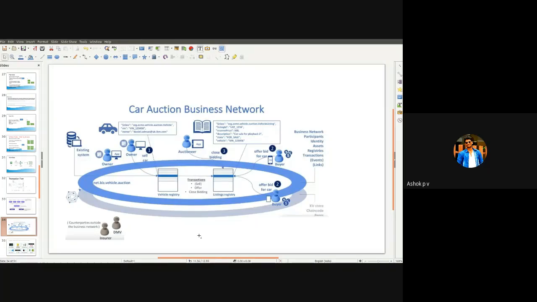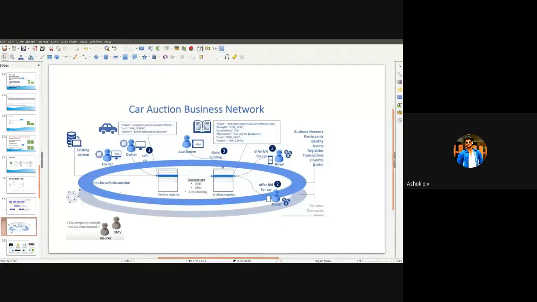So in this case, let's say we have an owner, that is app, he sells the car. And there's something known as the vehicle registry, and we have listings registry as well. So these are the registries that actually have the data of each and every transaction of the car. This class is nothing but the business network name that we have, net.biz.vehicle.auction. Each and every business network will have a name using a network style, that is using dots.